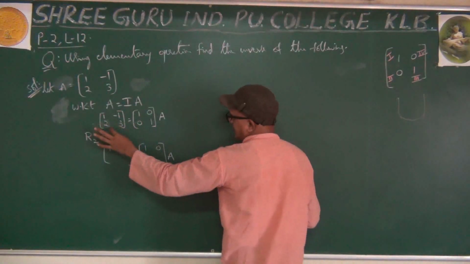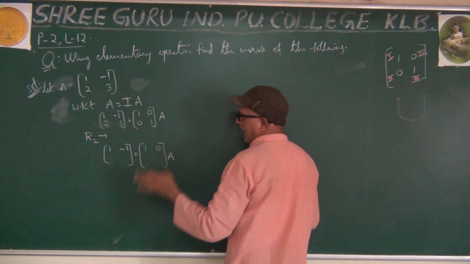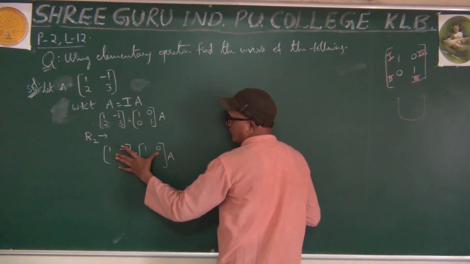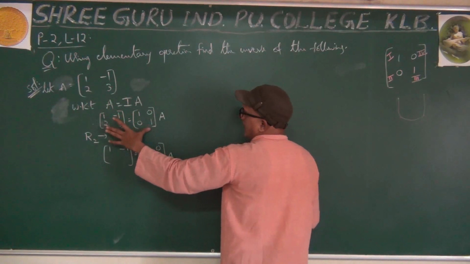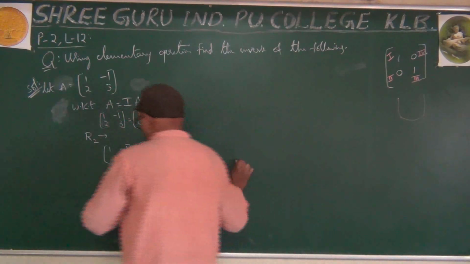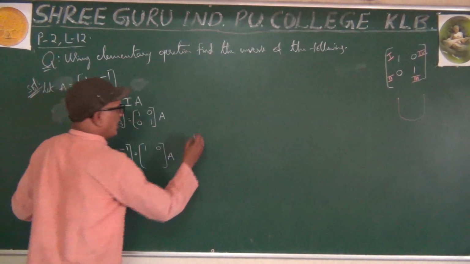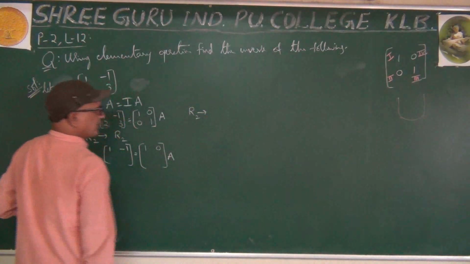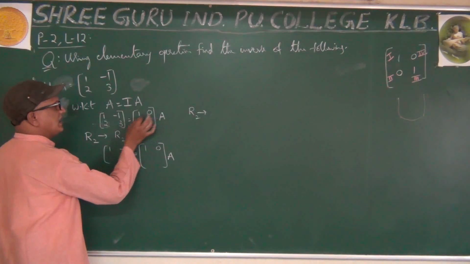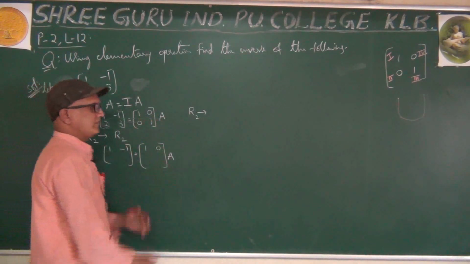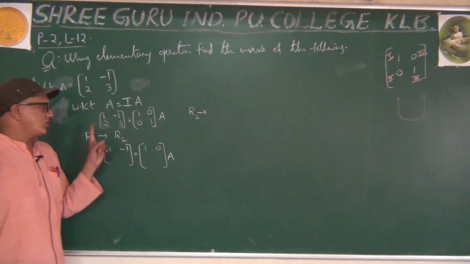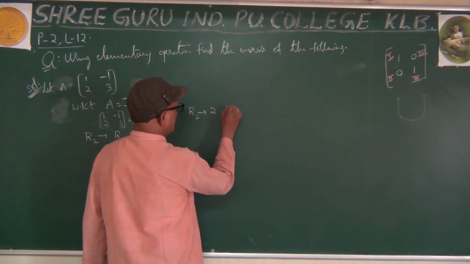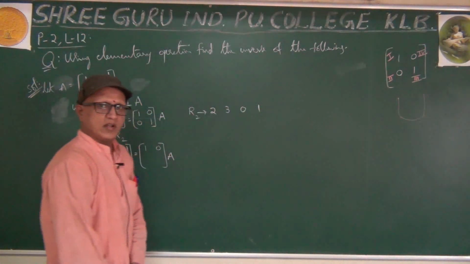Now, this second Roman letter is in this place. This is in the second row. Nothing happened to the first row. That's why we kept the first row as it is. We are changing the second row. How are we changing the second row? What are the elements in the second row? 2, 3, 0, 1. Right? R2.